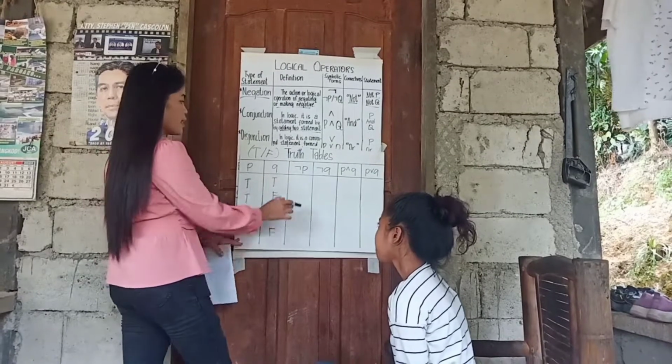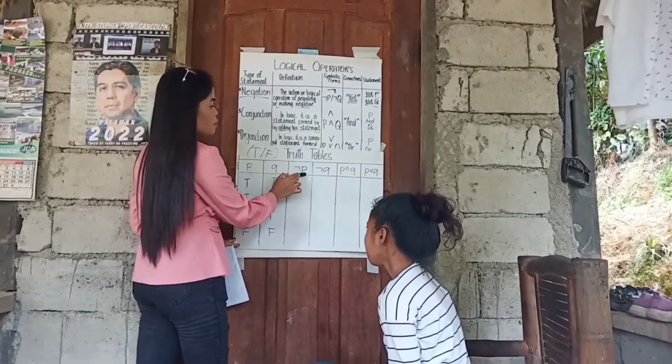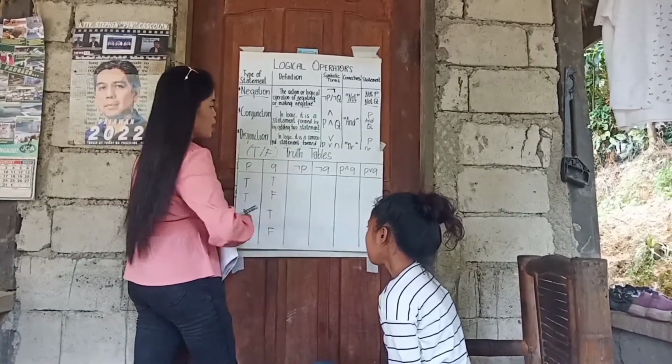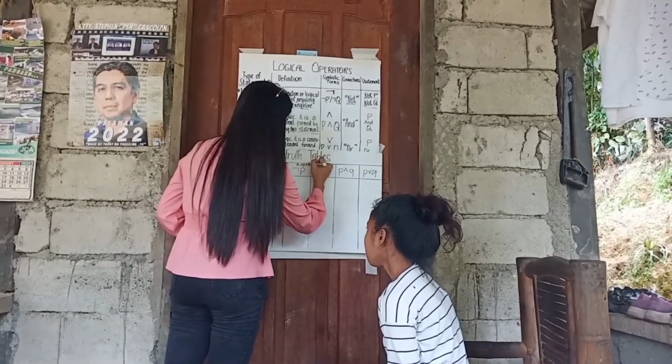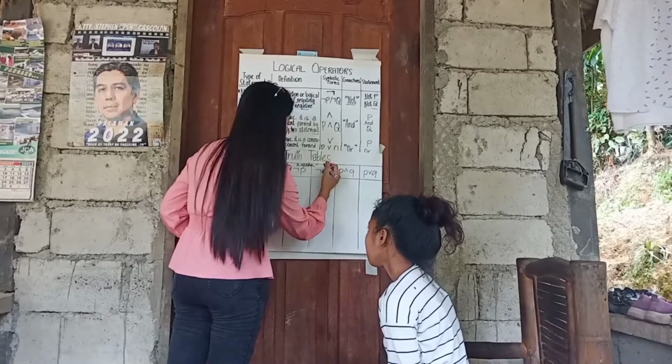So, when we say negation of P, or not P, okay, negation of P. This symbol is negation. This is negation. Okay, negation. And this is negation also, the negation of Q.